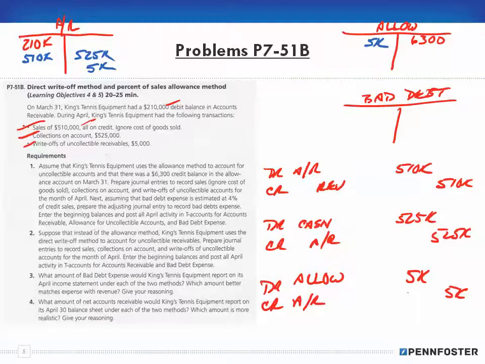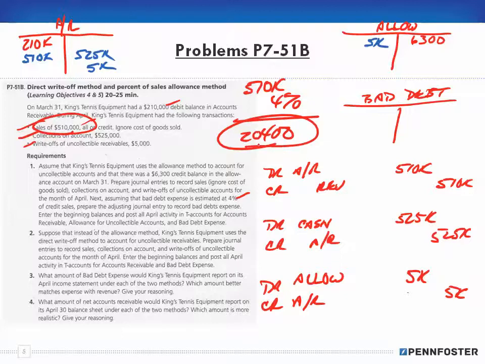Now we are at the end of the accounting period, and we want to estimate our allowance for uncollectible accounts. We have to estimate how much is going to be a bad debt by using the allowance method. And it's telling us that we're going to use 4% of credit sales. So our credit sales were $510,000. So $510,000 at 4% gives us $20,400. So that's the amount that we're going to use as our adjusting journal entry.